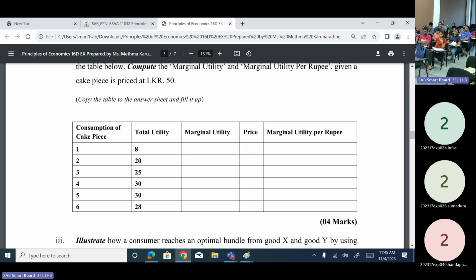Okay. So price is given, 50. How do you get marginal utility per rupee? Marginal utility answer divided by price of the product. Okay, and get the answers. I'm not going to do that.